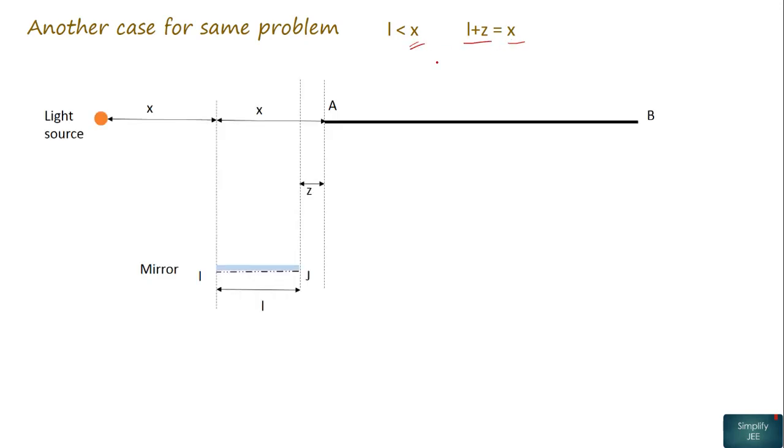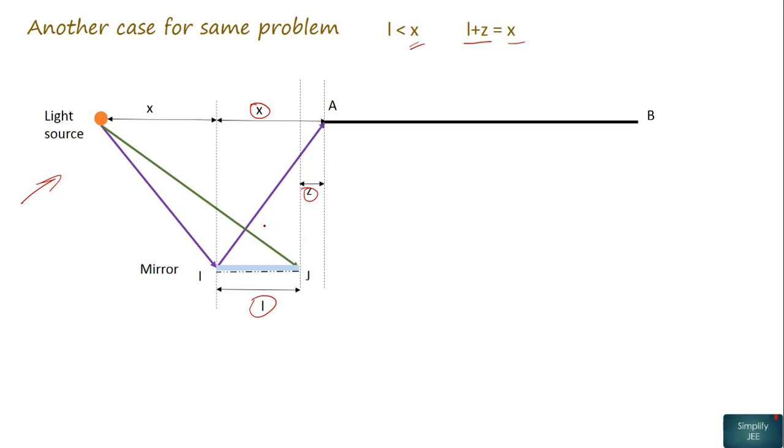Now, if in this case it is given that the length L is less than distance x and L plus z is equal to x, then the figure will look something like this. Here we have L plus z as equal to x and L less than x. Now taking incident ray on edge I of the mirror, we have reflected ray reaching the point A of the wall as L plus z is equal to x, and taking incident ray on edge J of the mirror, we have reflected ray reaching the wall AB, let's say at point P.